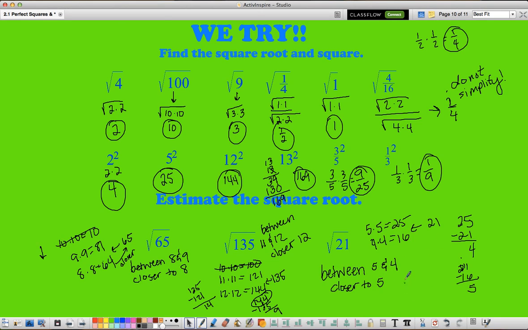Or we could even say it's probably going to be closer to 5 or 5.5, since it is so close together. So because the difference between the 25 and the 21 and the 21 and the 16 is so close, it's probably going to be closer to halfway than it is to either one of the numbers.